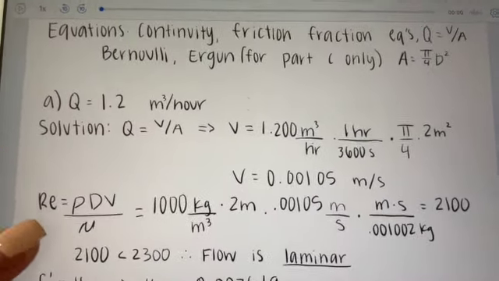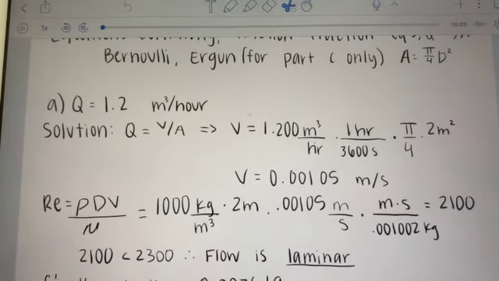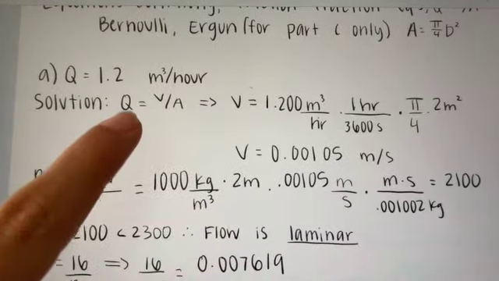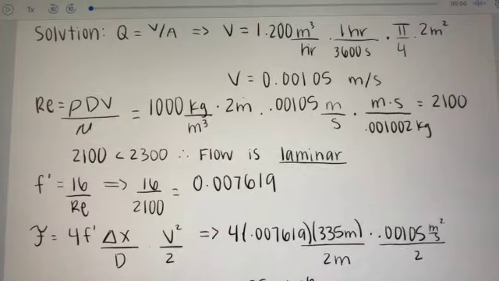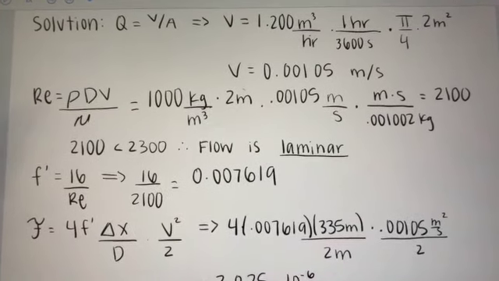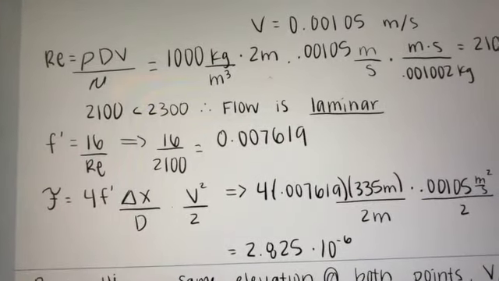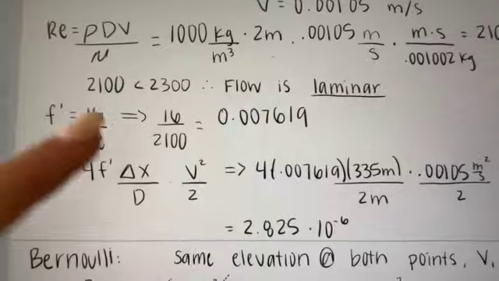So for A, we know our volumetric flow rate of 1.2 meters cubed per hour. From here, we can solve for velocity. Knowing velocity, because we also know our area stated above, we plug into our Reynolds number. With our Reynolds number, we get 2100, meaning the flow is laminar. When we know it's laminar, for our Fanning friction factor we just have to do 16 over Reynolds number, and then plug that into our big friction factor to get that value.